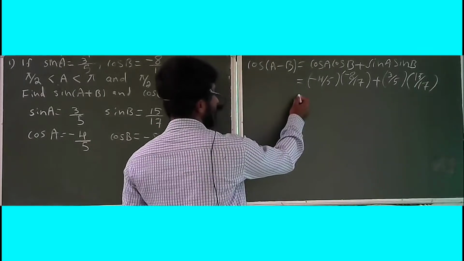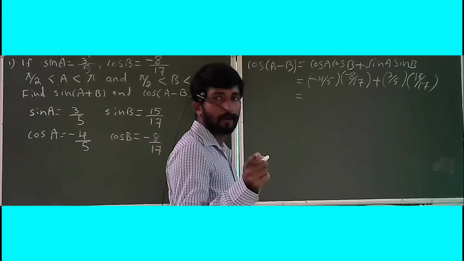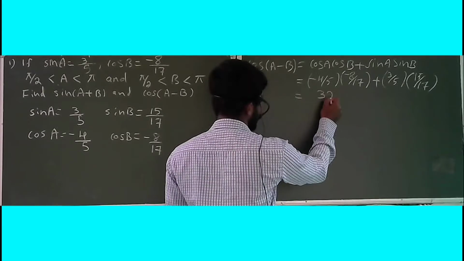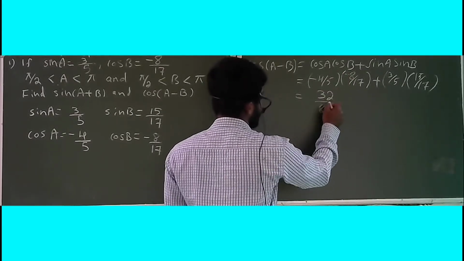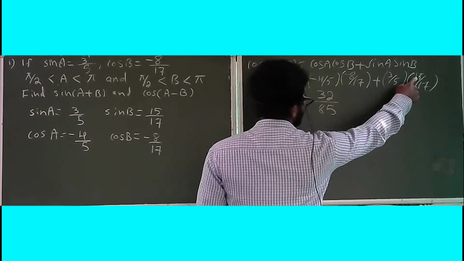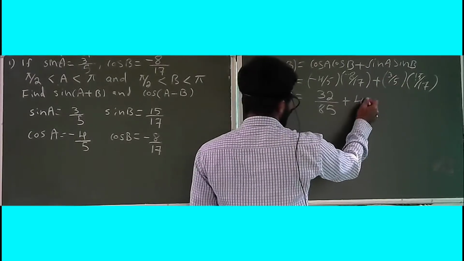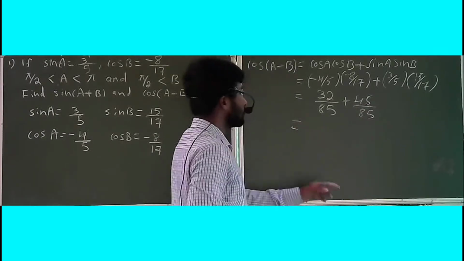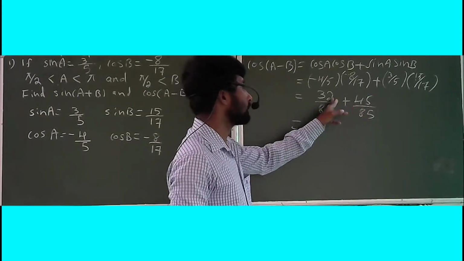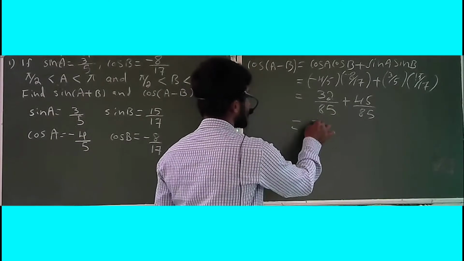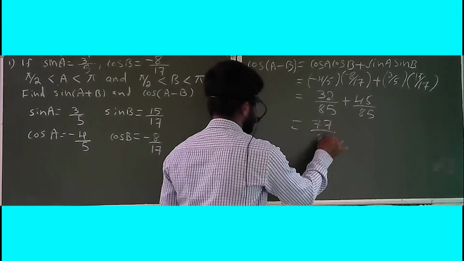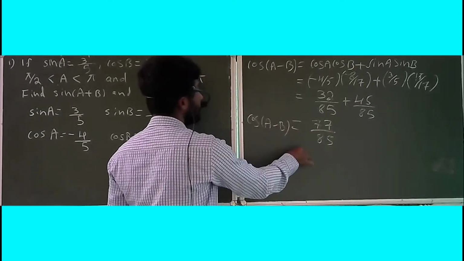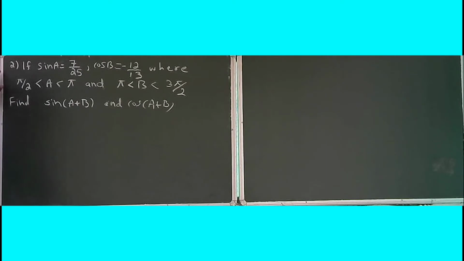Okay. Now see, here minus 4 into minus 8, 8 4s are 32, plus, minus into minus is plus, divided by 85. Here see 15 into 3, it's equal to 45 divided by 17 5s are 85. It's equal to 32 plus 45, that is 77 divided by 85. It's the value of cos of A minus B. Clear? See the next question.